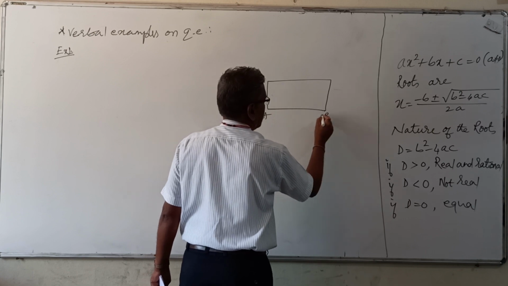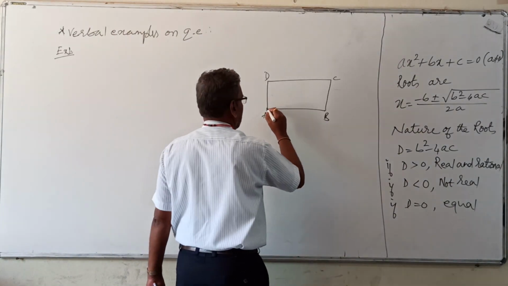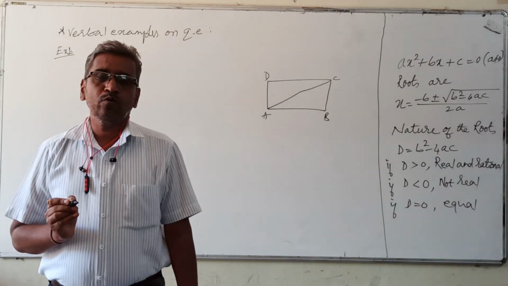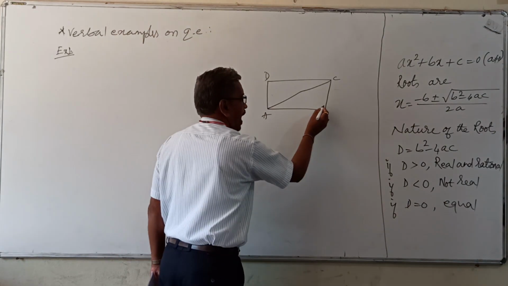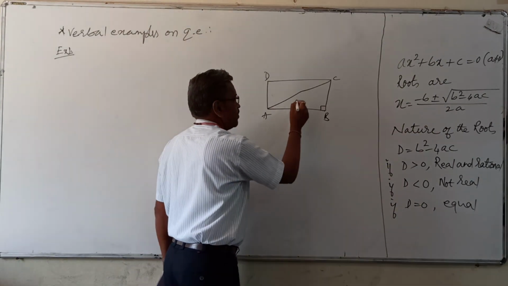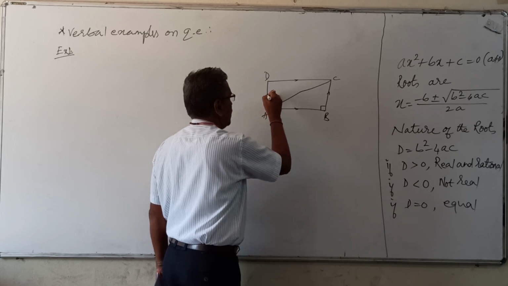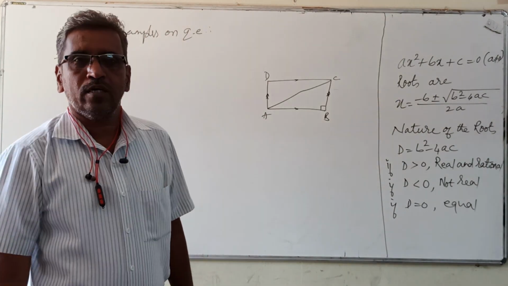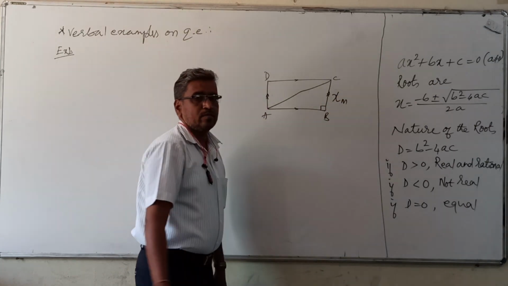ABCD is a rectangular field. The given diagonal of that rectangular field is 60 meter more than the shorter side. So by observing the figure, when ABCD is a rectangle, angle B is 90 degree, and AB is parallel to DC and BC is parallel to AD. So when we are observing this, the shorter side becomes BC. Let us consider shorter side is x meter.